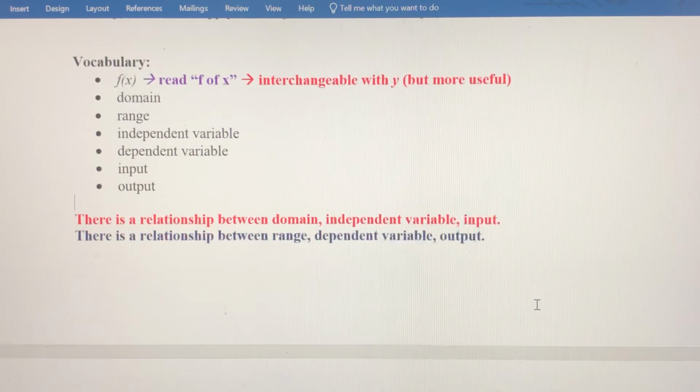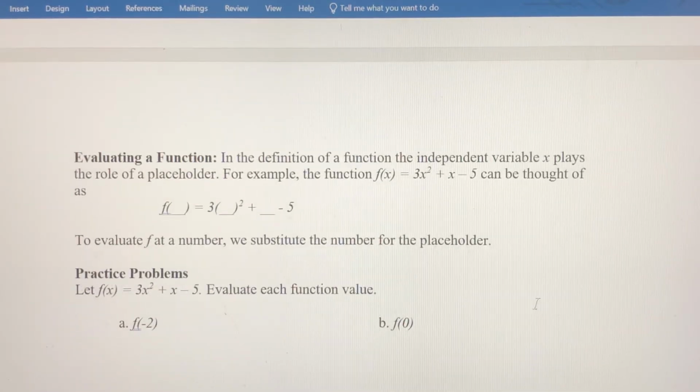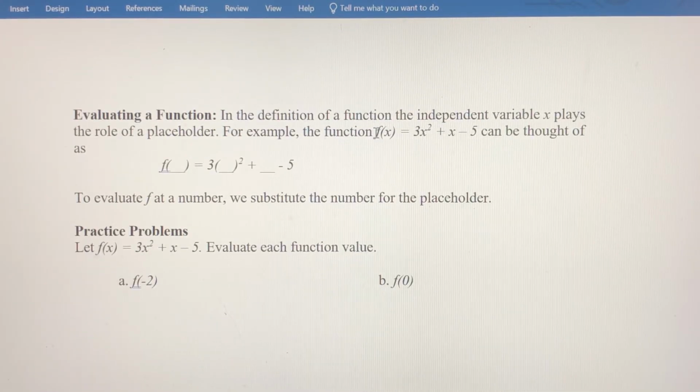So now, let's do some quick evaluating of functions. We've got a function here, f of x equals 3x squared plus x minus 5, okay? And we can think of that as f of blank, whatever x may be, equals 3 times blank squared plus blank minus 5, okay?